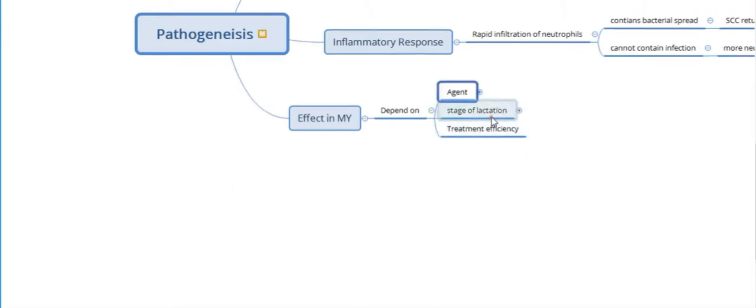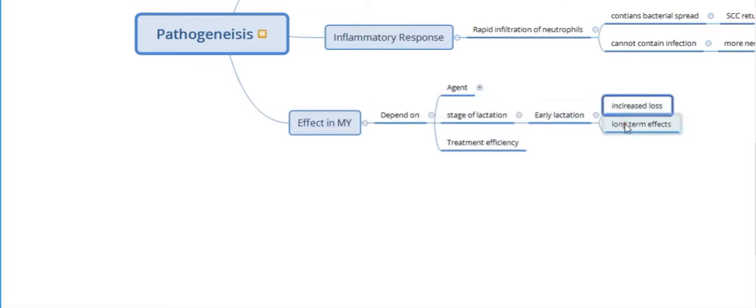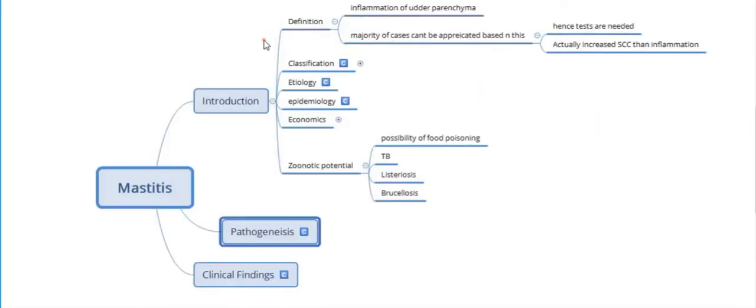Then the loss of milk yield can also depend upon the stage of lactation. So in early lactation there is an increased loss and long-term effects when it comes to milk yield. So mastitis that occurs during the late dry period and early stage of lactation can be very detrimental to the farmer. Then of course the result of treatment can also play an important role. So the treatment should be instituted as early as possible using the appropriate drugs. So that is regarding the pathogenesis of mastitis.